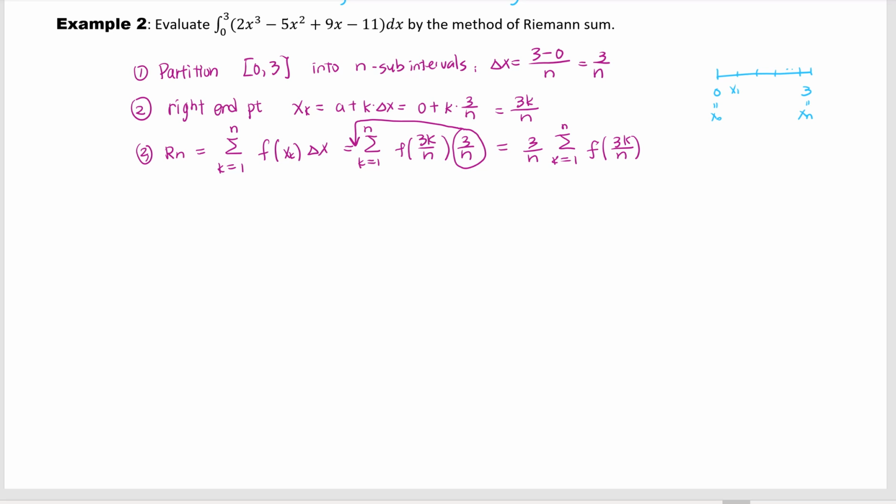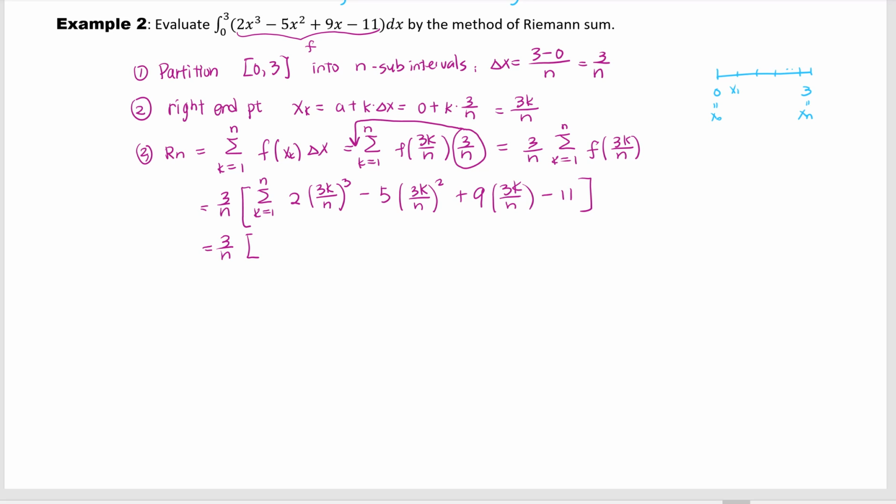And next, let's expand it. So plug it into our f. What is our f? That is our f. So 3 over n, and then we have the sum k from 1 to n. So 2x cubed, so 2 times 3k over n cubed, minus 5x squared, so 5 times 3k over n squared, plus 9x, so 9 times 3k over n, minus 11. Okay, so let's expand it.